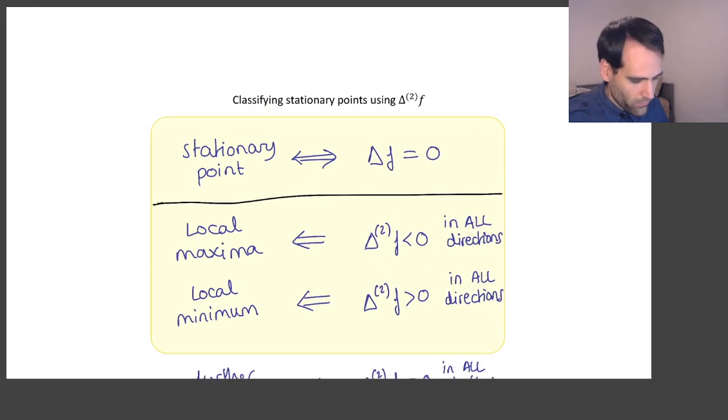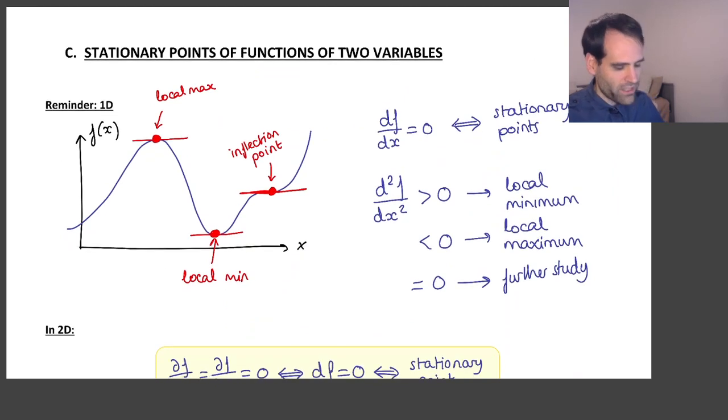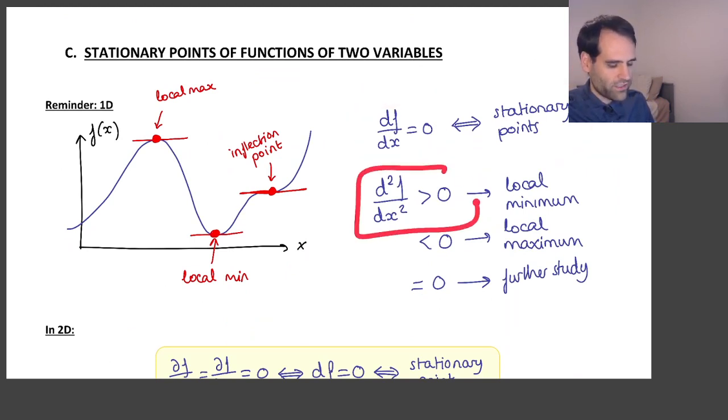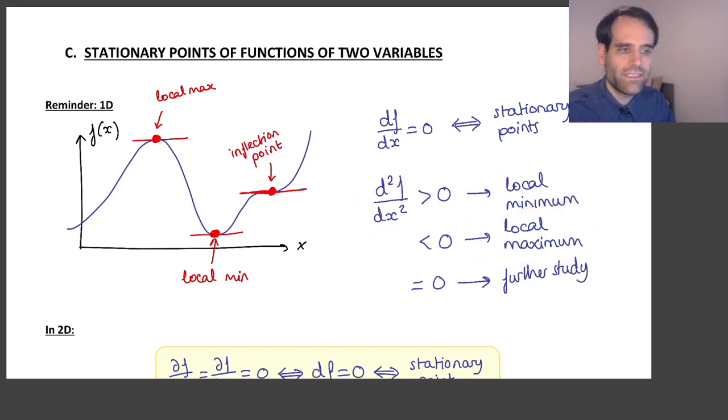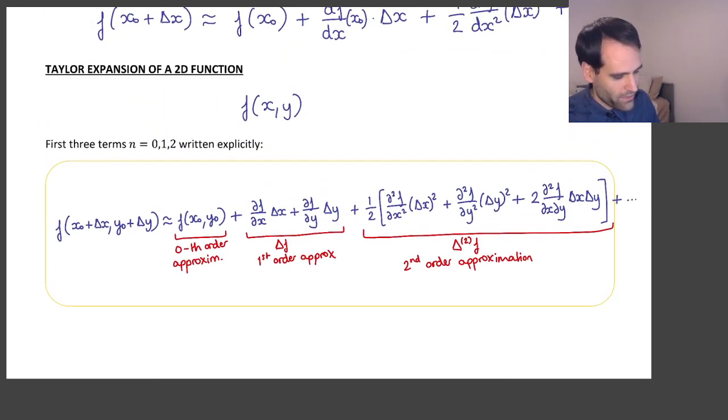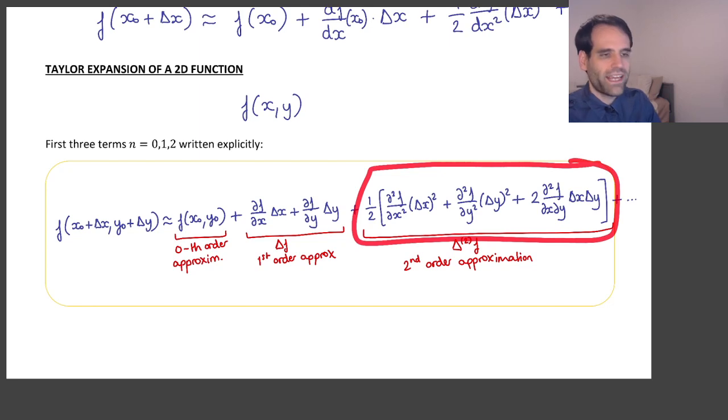Okay? So far, this is all remarkably similar to the one-dimensional case, right? The stationary points are those in which the first order derivative is 0, and then the sign of the second order derivative tells you if you are in a local minimum or in a local maximum. So far, it's exactly the same. However, in two dimensions, things can become a bit tricky. In particular, how can you know, for example, if the second order term is negative in all directions? So how can you tell if this term is always negative?